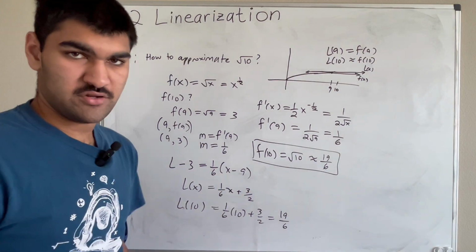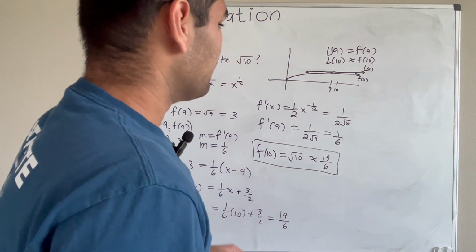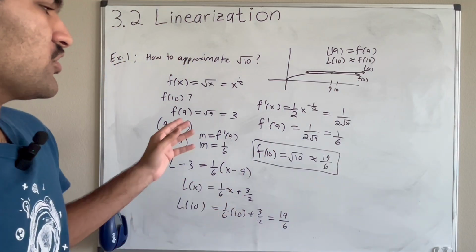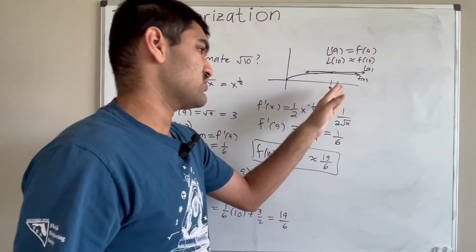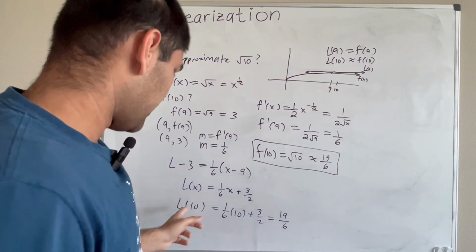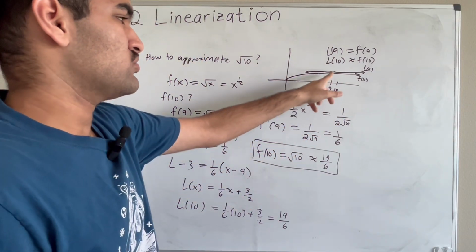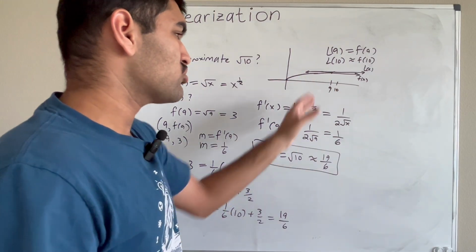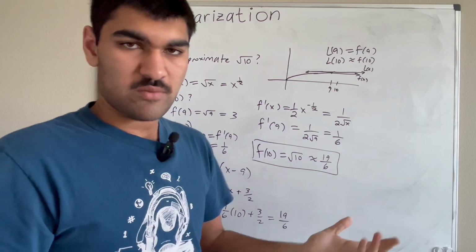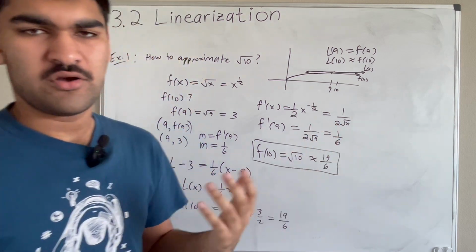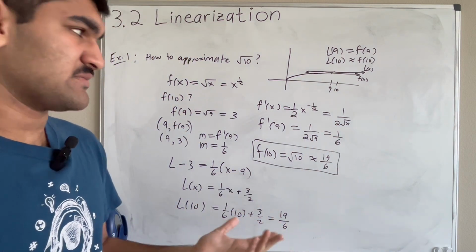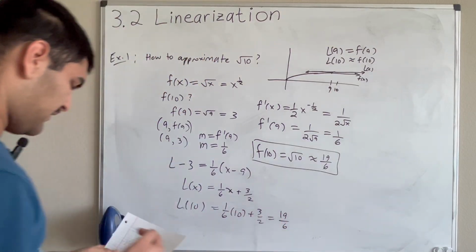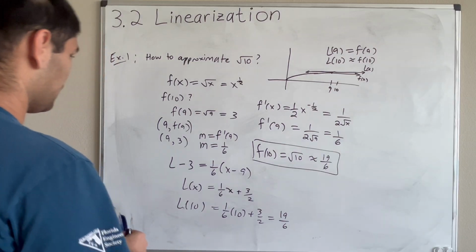Using this linearization method, another thing I want to point out is that it only gives good estimations if you're close to the original x value. For example, we took the linearization at x equals 9, so this only gives good approximations close to 9. The closer you are to 9, the better approximations it gives, and the farther away you are, the less good an approximation it gives. That being said, let's move on to our next example.